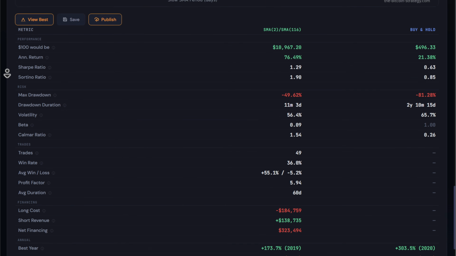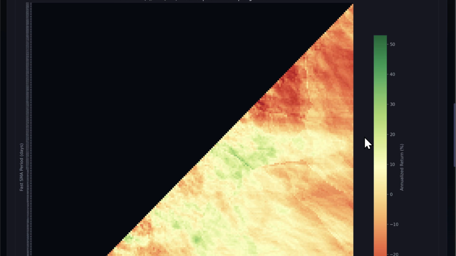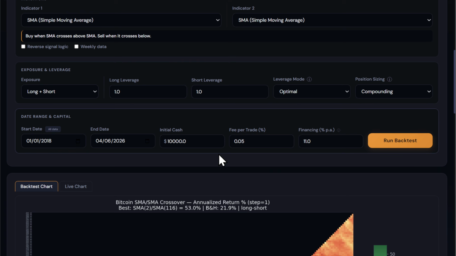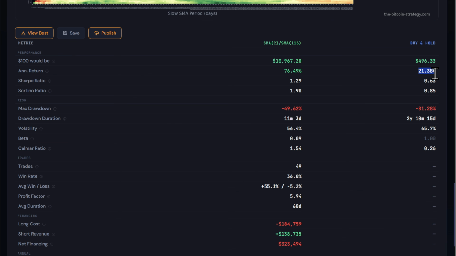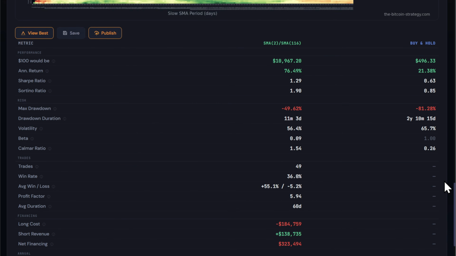And have a look at how well the 2-day combined with the 116-day simple moving average works for Bitcoin. Buying and holding through the time period, so we are backtesting since the beginning of 2018, would have given 21% per annum. But the trading strategy gives 76% per annum. And yes, we do have financing fees included, so 11%, and we also have a trading fee, 0.05%. Both of those numbers are typical for perpetual futures exchanges.